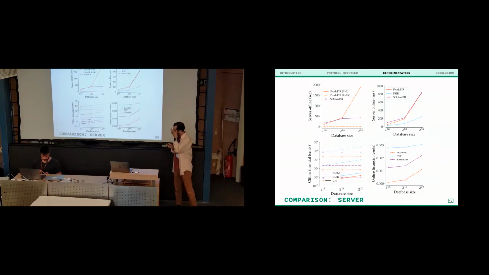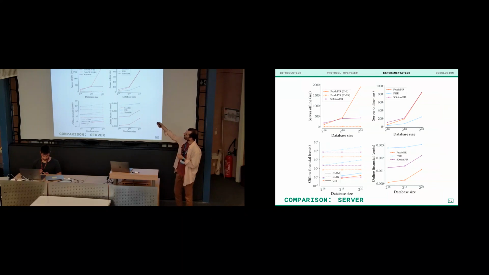Now, just to go into some concrete numbers. These top two charts show the server's offline and online computation. In the top left, we're comparing with two schemes that are similar in nature: stateful onion PIR and private stateful information retrieval.